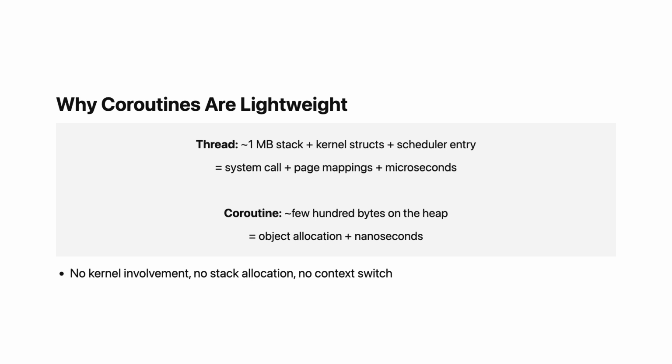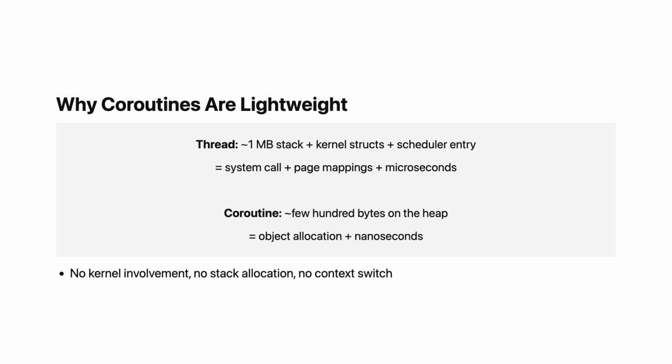Creating a thread involves a system call to the kernel, allocating a megabyte of contiguous virtual memory, setting up page mappings, and adding an entry to the scheduler. Creating a coroutine involves allocating a small object on the JVM heap, which takes nanoseconds. This is why you can comfortably create 100,000 coroutines but would never create 100,000 threads.